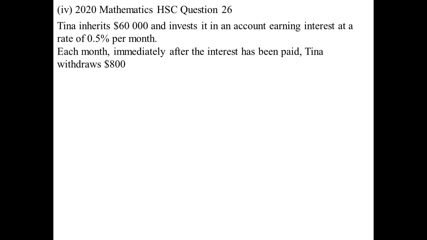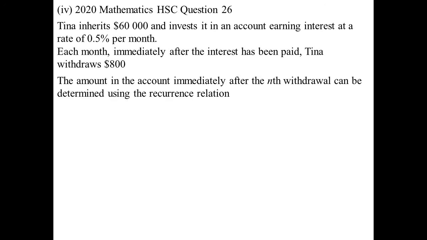Oh, look at this one. This one's just from last year's paper. Tina inherits $60,000, invests it in an account earning interest at 0.5% per month. But each month, immediately after the interest has been paid, she then withdraws $800. So it's sort of like setting up a pension.